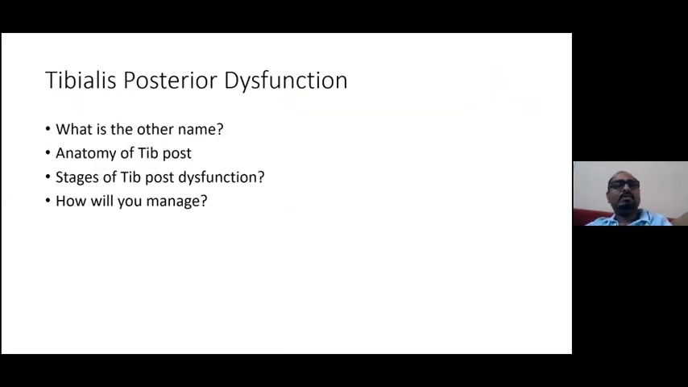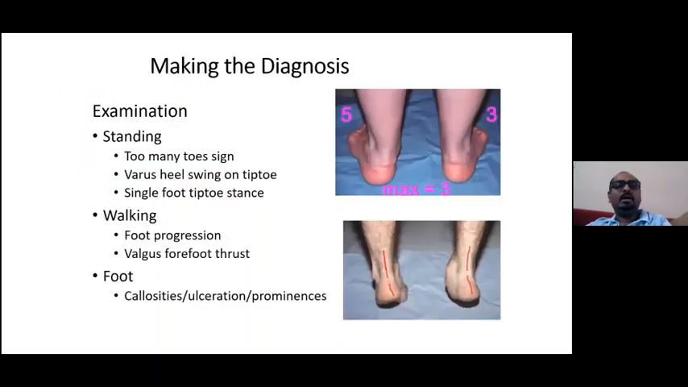All right. So now we said about this is the other name. We have talked about the anatomy, so this is how you examine. Too many toes sign, varus heel swing on tiptoes, single foot tiptoe stance is not possible. And when you walk, there is a valgus thrust while they walk. And you should look at the under part for the foot canal.